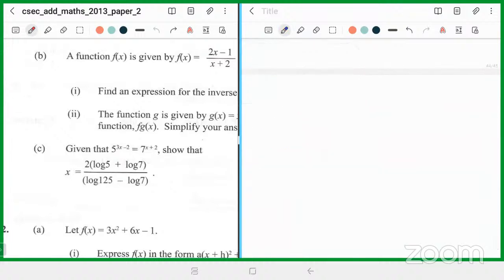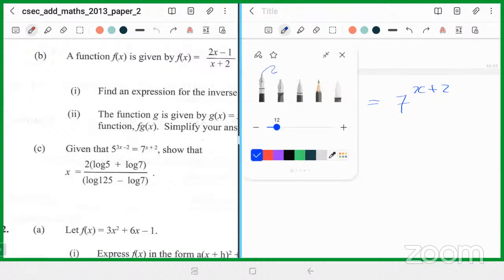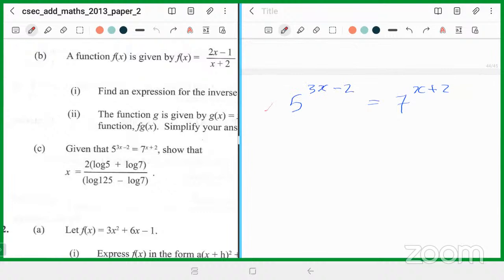So I'm given this equation: 5 to the 3x minus 2 equals 7 to the x plus 2. All right, these bases are different, and so I have to go and take logs. I'm not going to use an indices method to do it. I have to use a logs method. The first thing is that we're going to take logs of both sides. Take the log of this side and take the log of this side. Then this whole power comes to the front, and you have to bracket it up as a whole power.